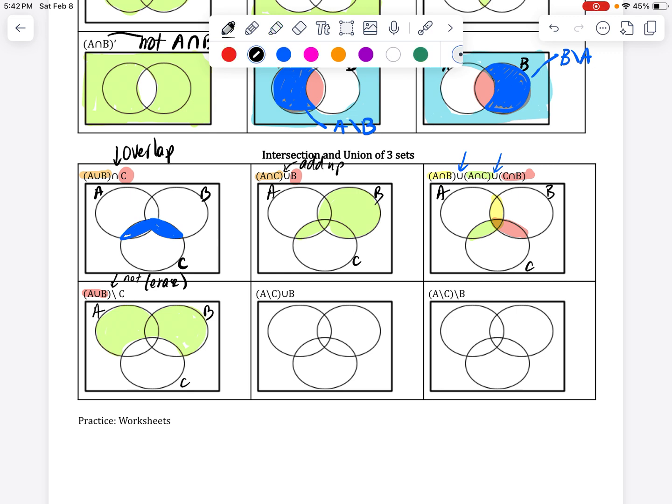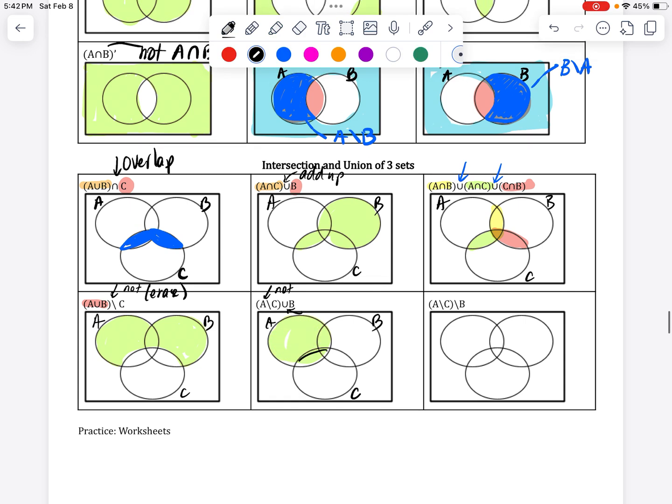Next up, we have A and not C or B. So maybe let's shade in A and not C first. So a reminder, A would be all this circle, but we're removing the portion that's in C. So this portion is in the circle C. So we have to go back and erase that out. So I'm going to do that. And that becomes this.